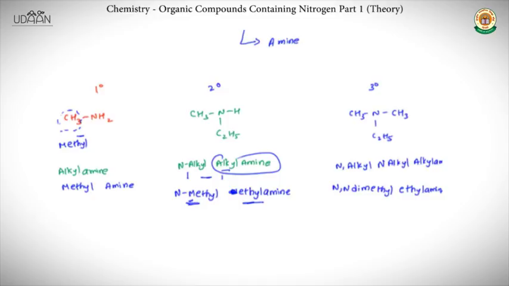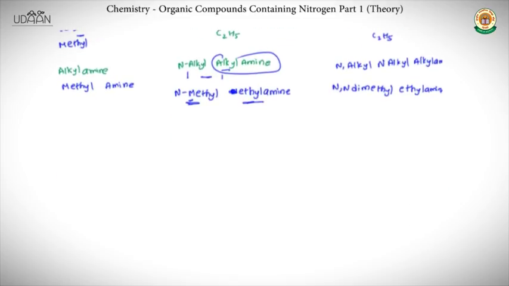Now let us look into the isomerism of these amines. In the isomerism, first let us talk about structural isomerism. Amines exhibit structural isomerism like chain isomerism, positional, functional group, and metamerism.